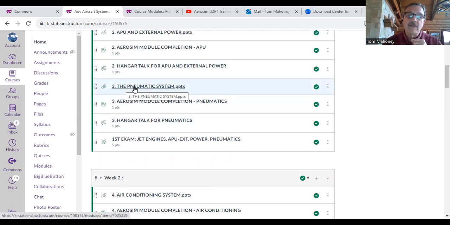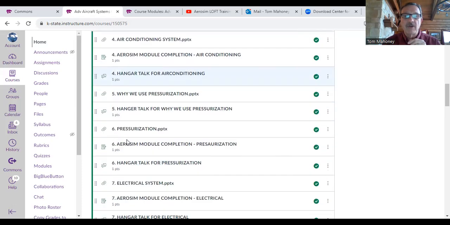Number 3 is the pneumatic system, and that covers the lecture again, the AeroSim module, and Hangar Talk. And then at the end of week number 1, you will take an exam covering those modules, and that exam will be worth 10 points, although it says 5 here. That's not been upgraded yet. It will be updated, and you will have approximately 50 questions for that exam.